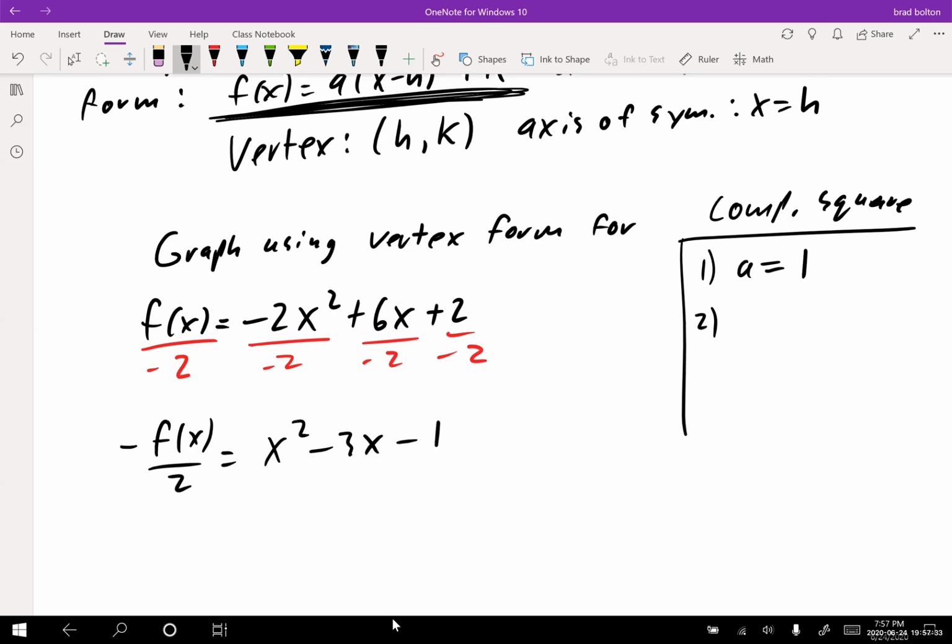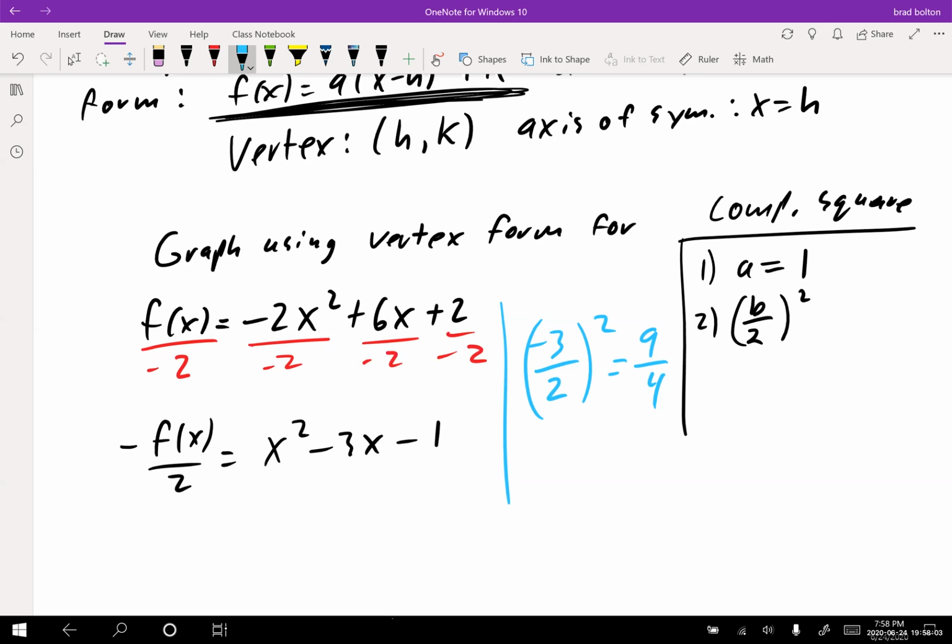Now, step 2, take b and divide it by 2 and then square it, okay? So now what we're going to do is a little scratch work over here. We're going to take b, which is negative 3, divide it by 2, and then square it. So this will become positive 9 over 4, right? Because 3/2 times 3/2 is 9 over 4.